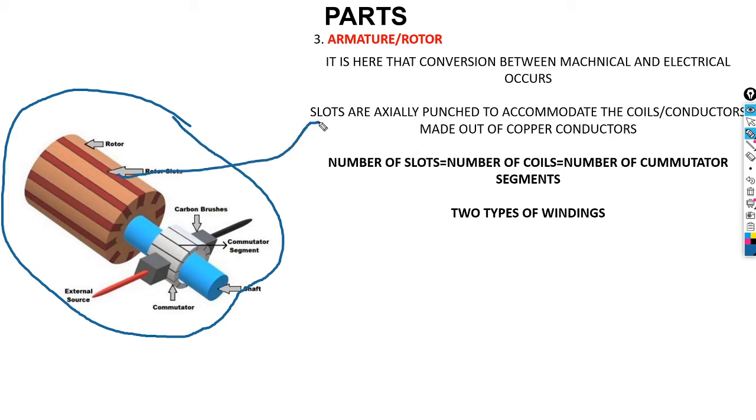Rotor slots are punched to accommodate coils and conductors. As you can see, there is a slot here. A slot is like a small gap, so you come with a conductor and lay it inside the slot. The number of slots is equal to the number of coils, and it's equal to the number of commutator segments. This is our commutator here. This part here is our commutator.